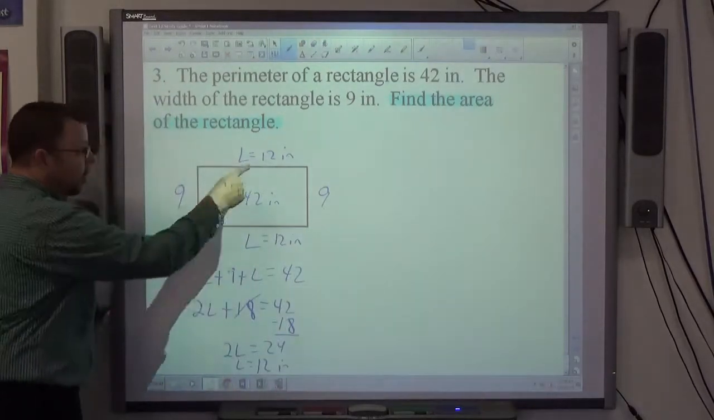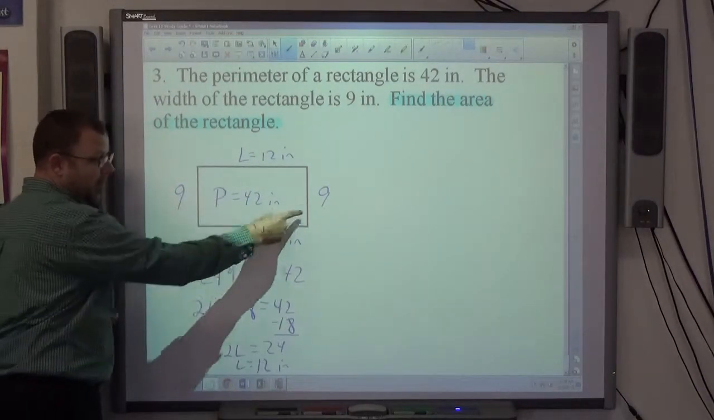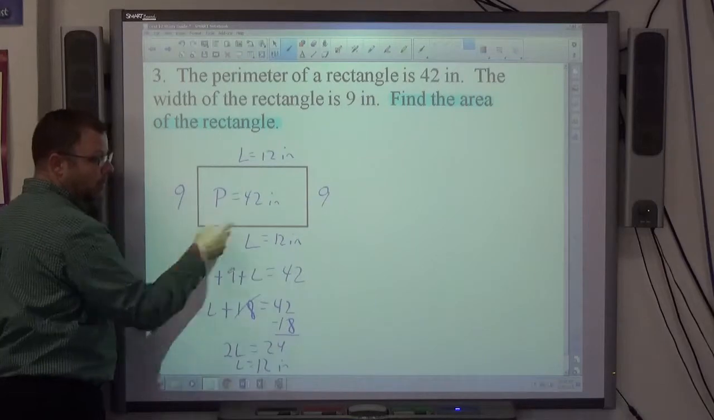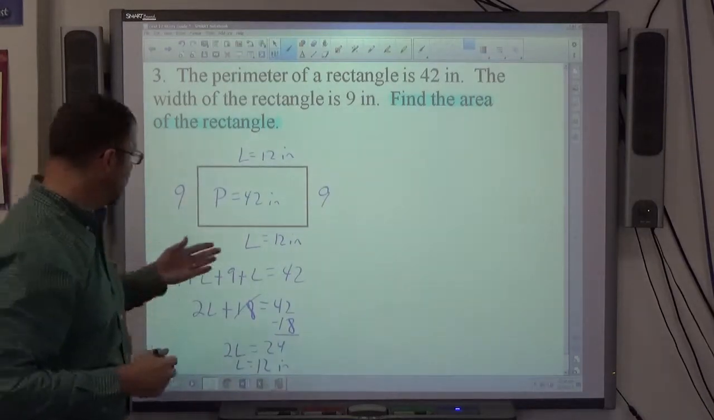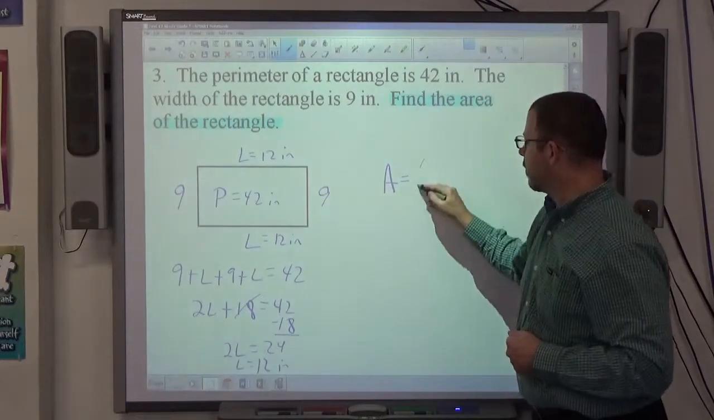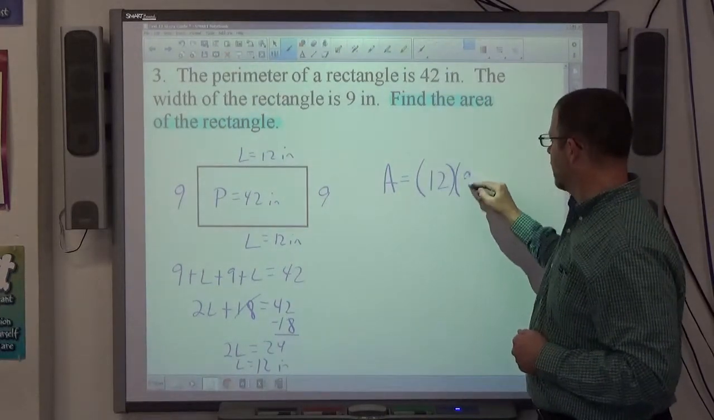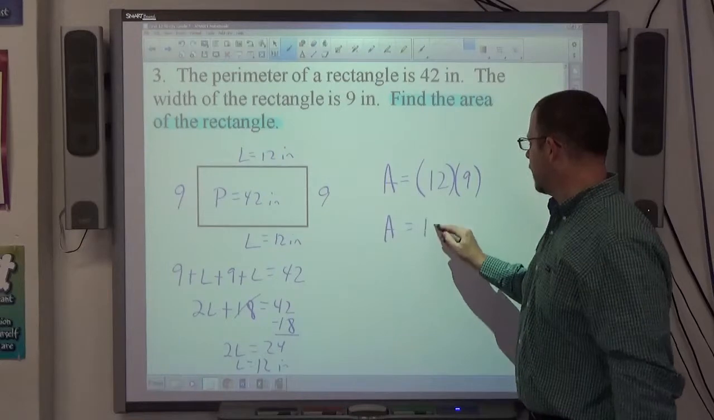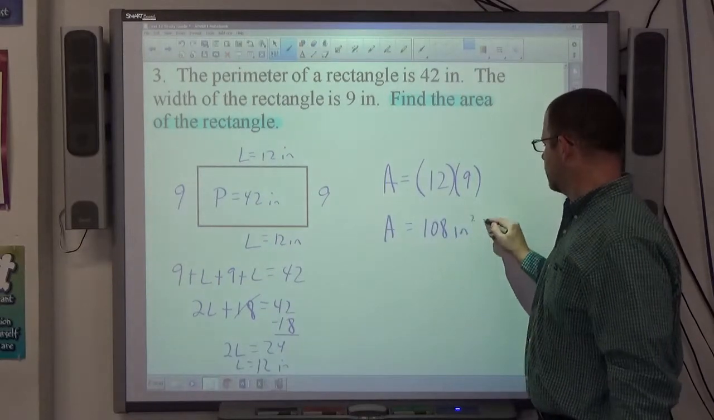Verify if you want. 12 plus 9 is 21, plus 9 is 30, plus 12 is 42. The correct perimeter comes out with that dimension. The area of the rectangle is what we're asked to find. Area of a rectangle is length times width. So the area of this rectangle will be 108 inches squared.